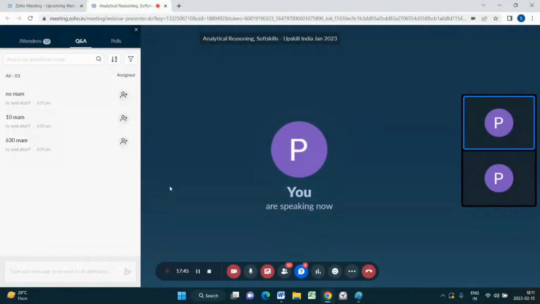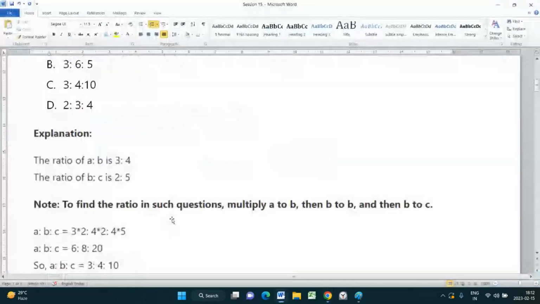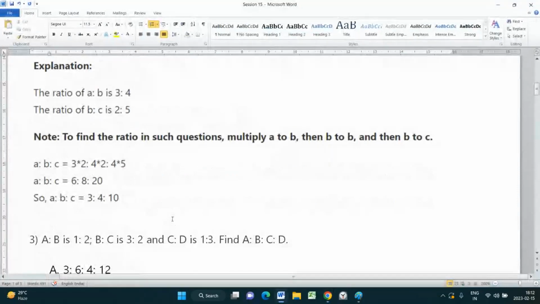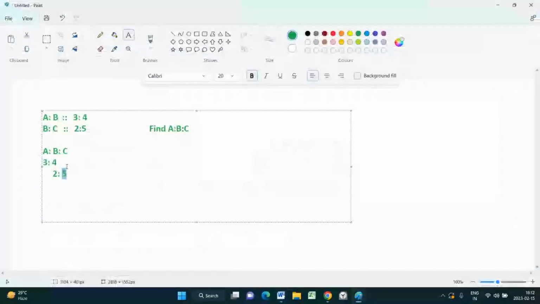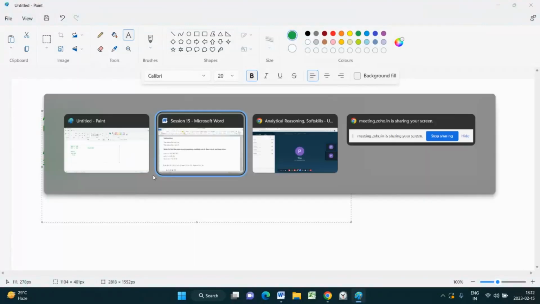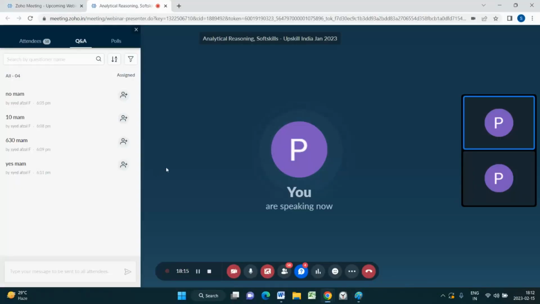Children, did you get it? Very good. So now how can I write it? I am multiplying it by 2. 3 is to 4 is to 10. Correct? 3 is to 4 is to, I am multiplying it by 2, I am getting it as 10. A is to B is to C is 3 is to 4 is to 10. Got it? Now next problem is going to be little difficult one.